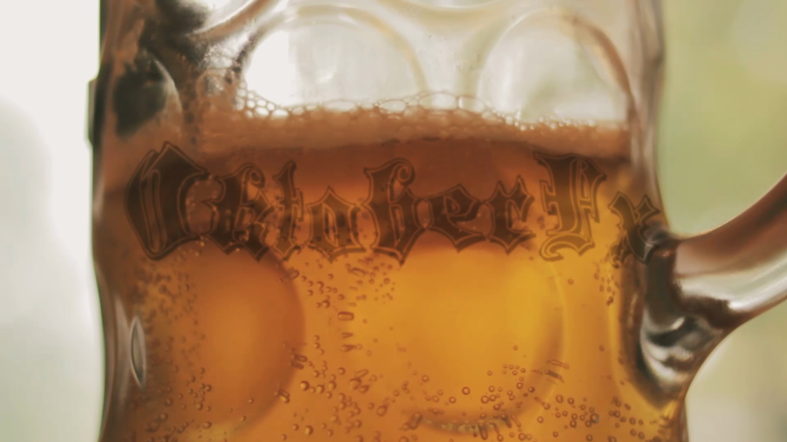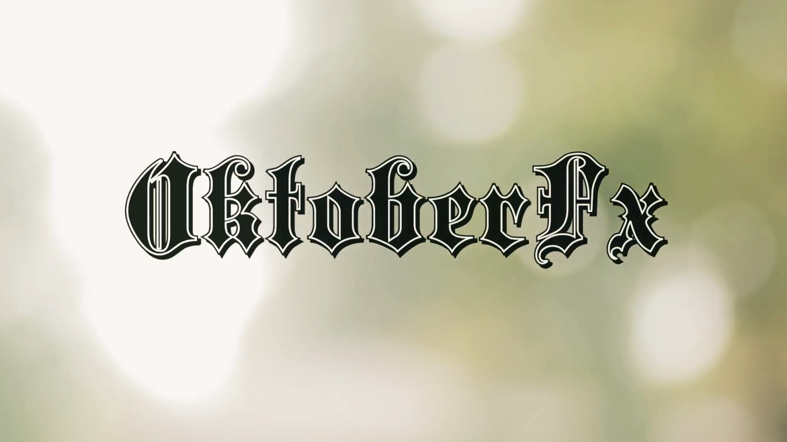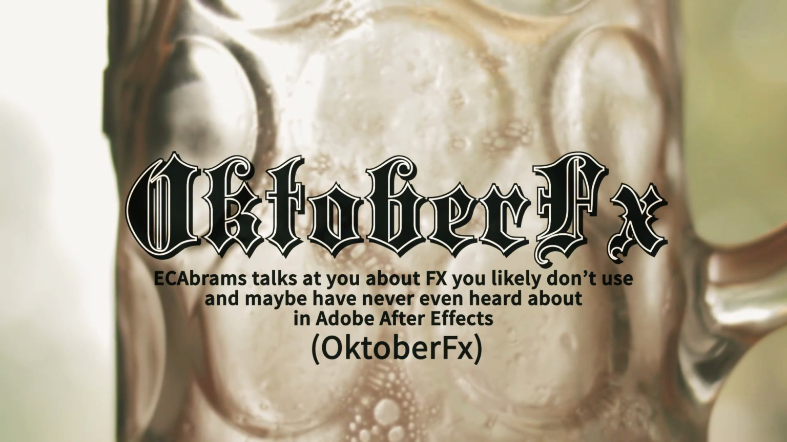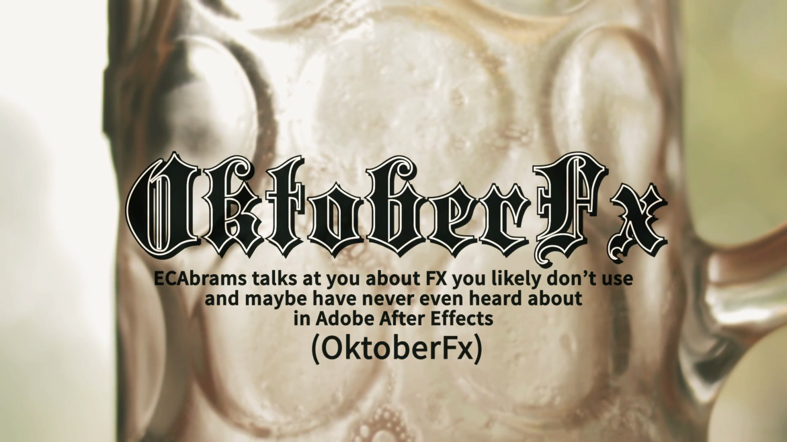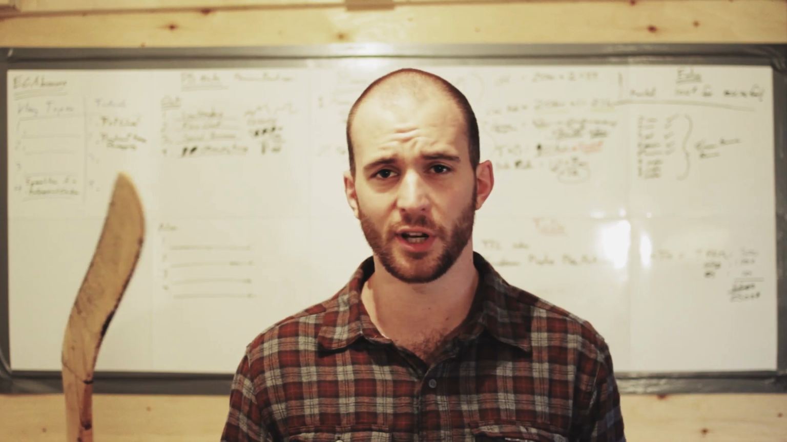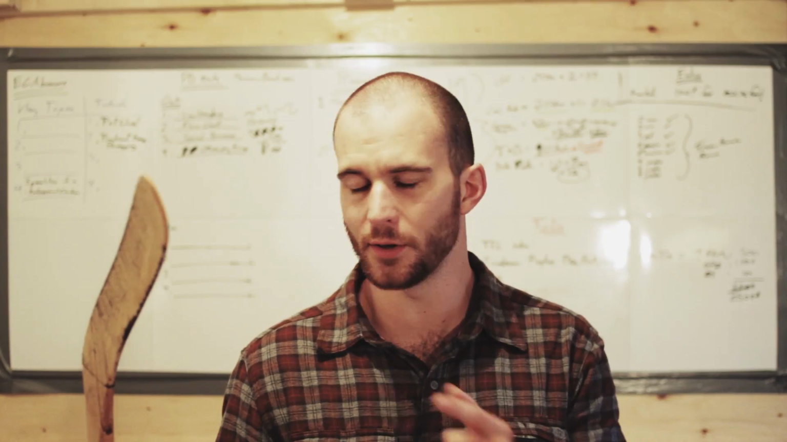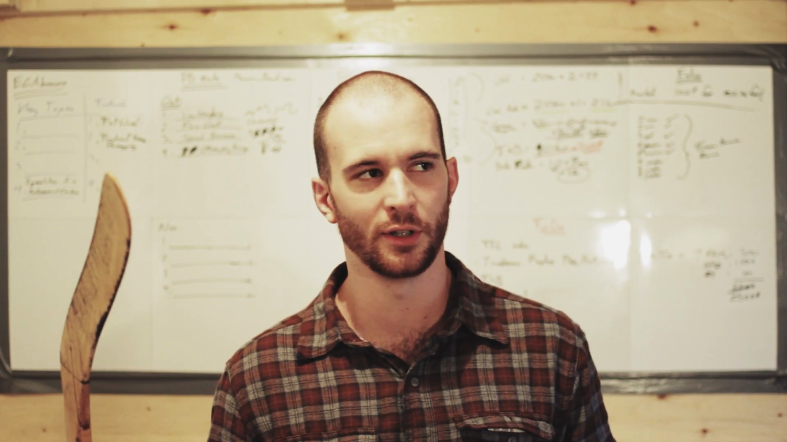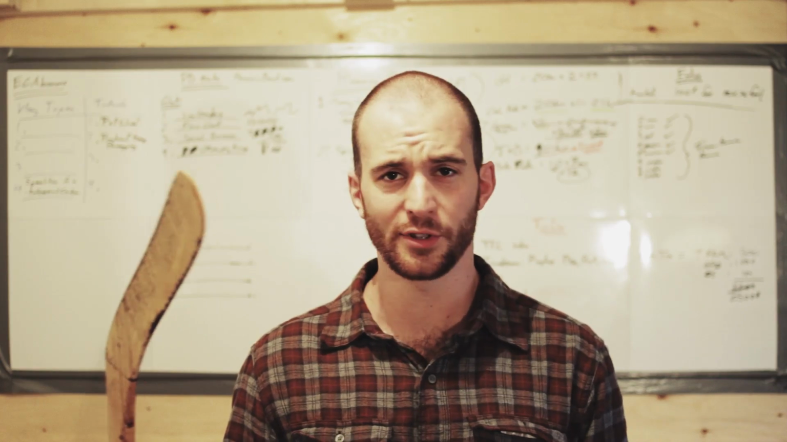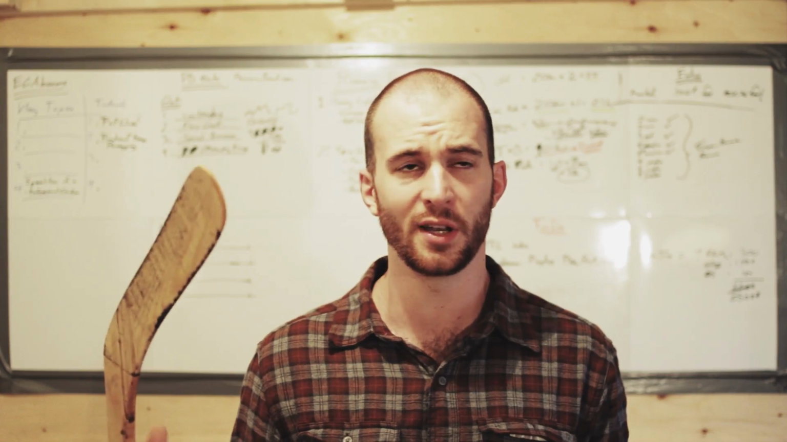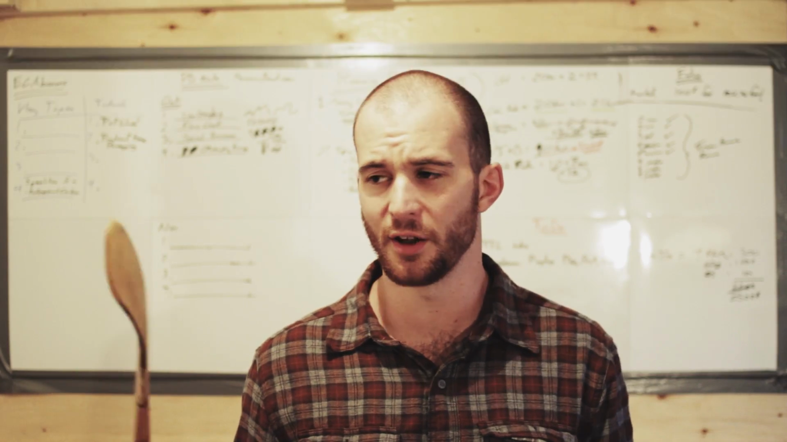Hey everybody, this is ECAbrams, and today as part of October Effects, we're going to be talking about a rarely used and perhaps never used effect called transform. I don't know why you'd ever use it, because actually you can transform the properties of any layer. But, oh but, there are some cool things you can do with it. With one adjustment layer, this effect, and a few expressions, we're going to make some awesome glitching stuff around.